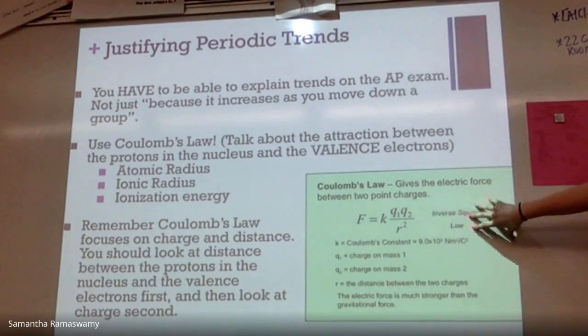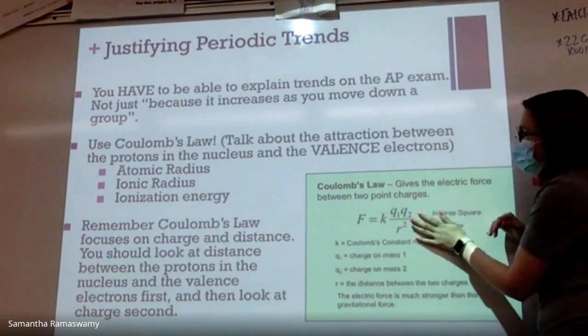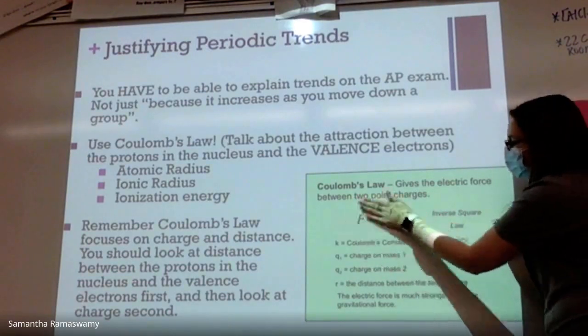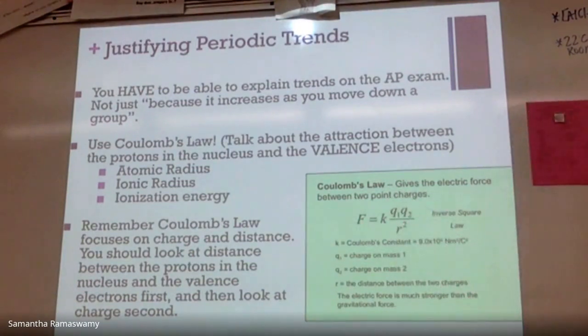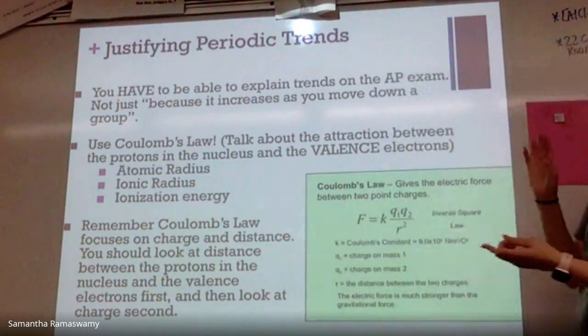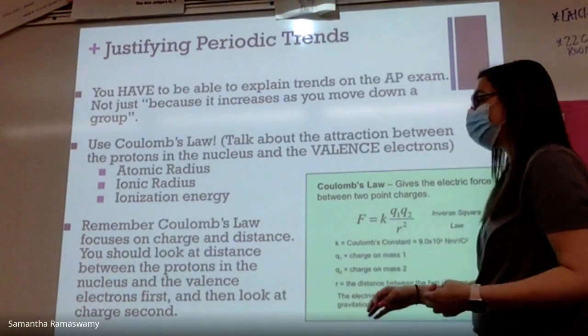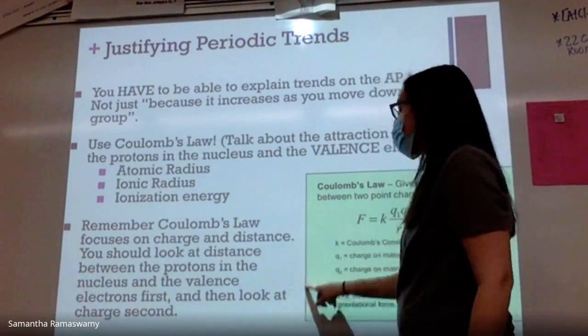So make sure when you are explaining periodic trends, you use Coulomb's law. Coulomb's law looks at charge and distance. You will not be asked to calculate anything with Coulomb's law. You don't even need to know the formula for Coulomb's law. What you need to know is how charge and distance affect the force of attraction. So when you're talking about size or ionization energy or electron affinity, relate every single periodic trend back to Coulomb's law. This is probably the most important thing on this slide.